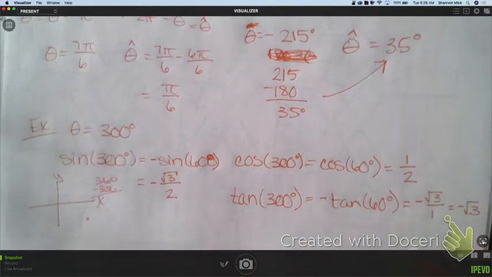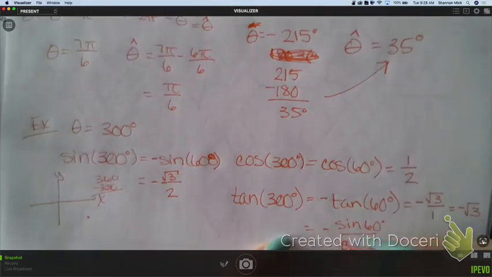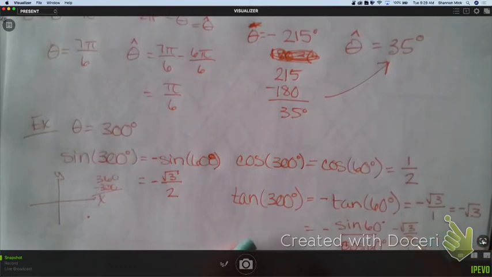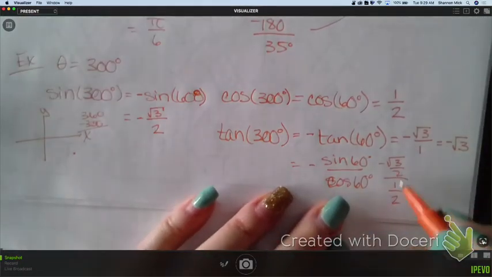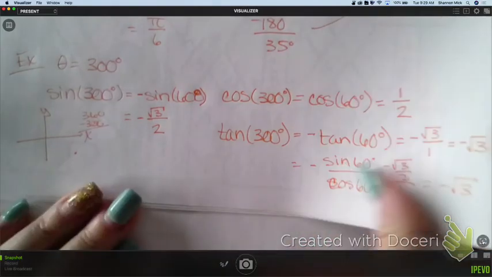Could I have done negative sine over cosine? Mm-hmm. I don't know why you would do this, but could I have done this? And then I could have put square root of 3 over 2 over 1/2. And when I reciprocate, these 2's reduce, right? And I still get negative square root of 3. So it's all about the reference angle. That's why it has a party hat on it, because it's all about itself.